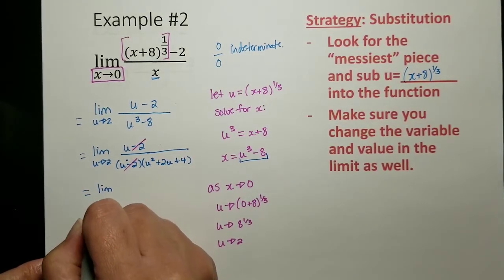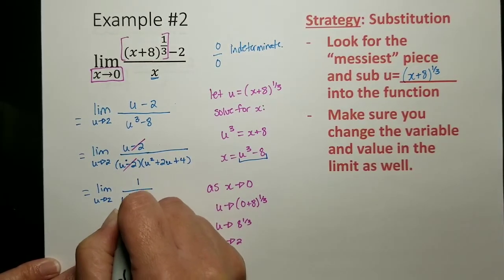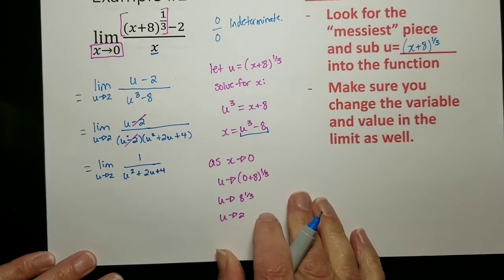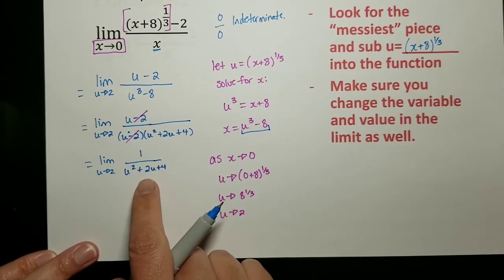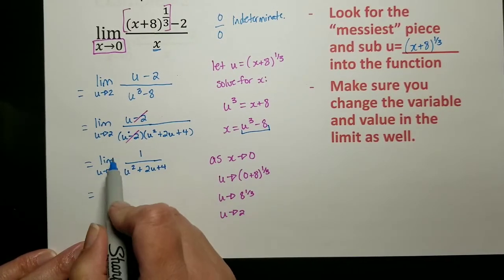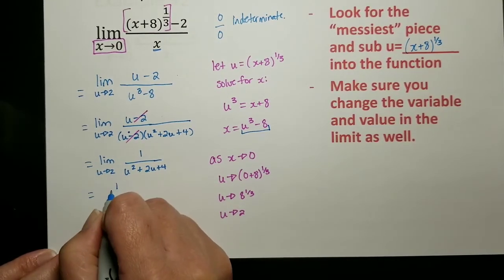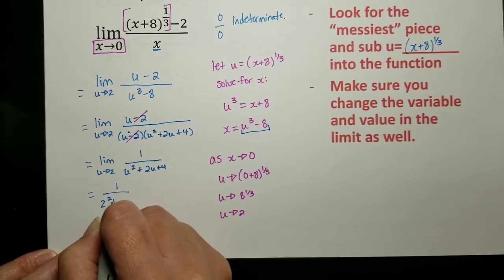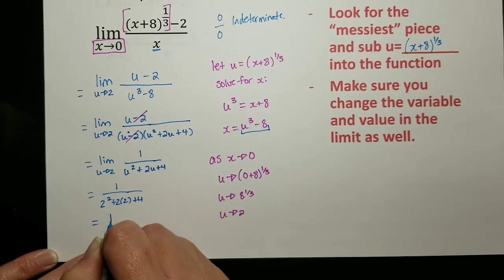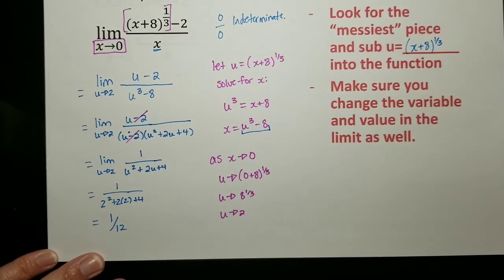So the limit as u approaches 2 of 1 over u squared plus 2u plus 4. Now I'm ready to sub in, because now if I put in a 2 here, I'm not going to get the indeterminate form. So when I'm ready to sub in, then I drop that limit notation. I just have equals 1 over 2 squared plus 2 times 2 plus 4, which is 1 over 12, 4 and 4 and 4 on the bottom.